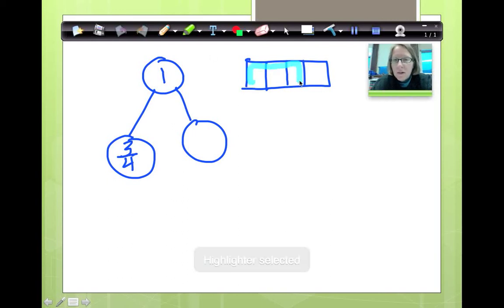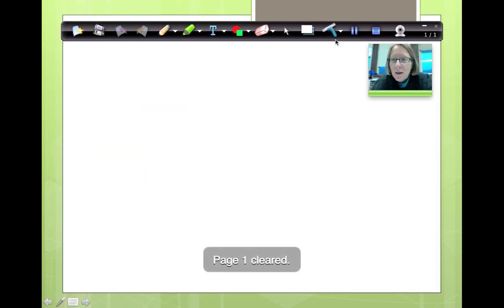So I have 3/4, they're shaded. How many more do I need to make a whole? I need 1/4. So 3/4 plus 1/4 is a whole. 3/4 plus 1/4 is a whole, right? Okay, let's do one more, and then we're going to call it good.